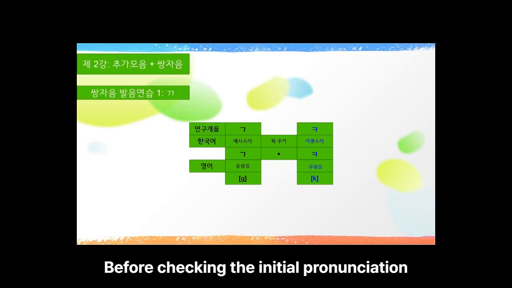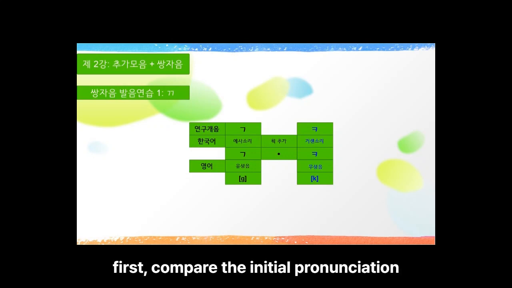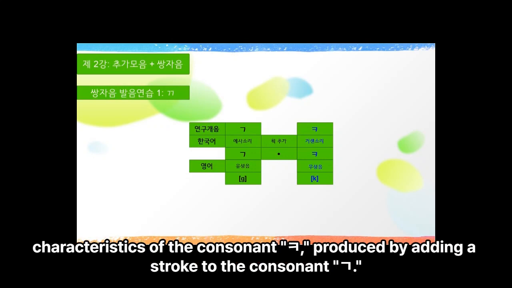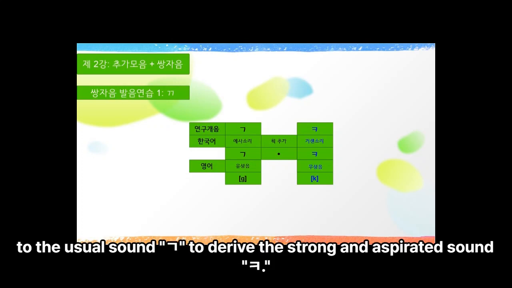Before checking the initial pronunciation method of the double consonant, songyok, to help you understand, first compare the initial pronunciation characteristics of the consonant, gyok, and the initial pronunciation characteristics of the consonant, kyuk, produced by adding a stroke to the consonant, gyok. In the first lecture, it was said that it was possible to add a stroke to the usual sound, gyok, to derive the strong and aspirated sound, kyuk.